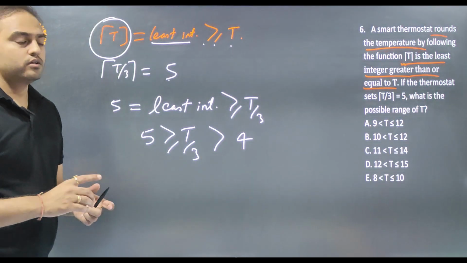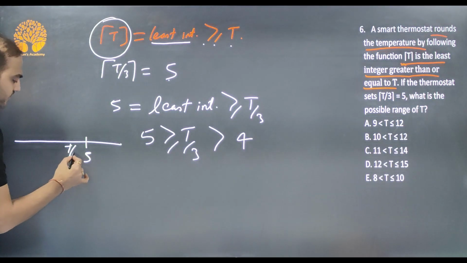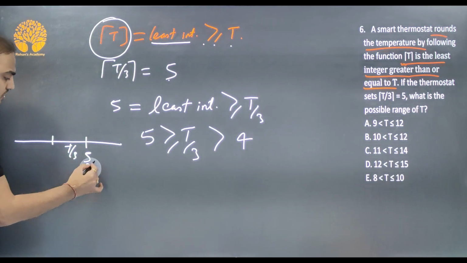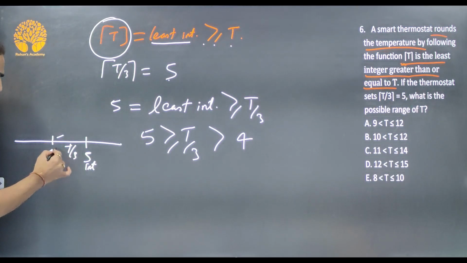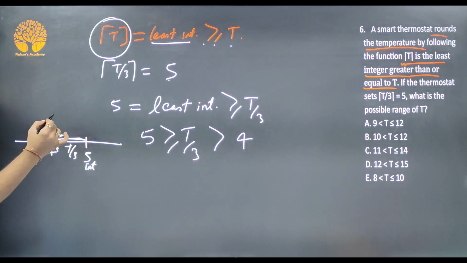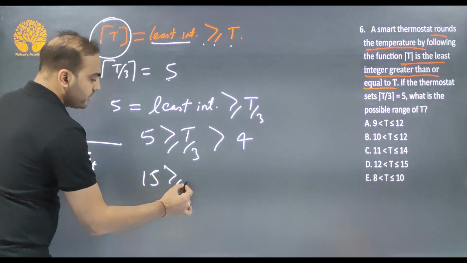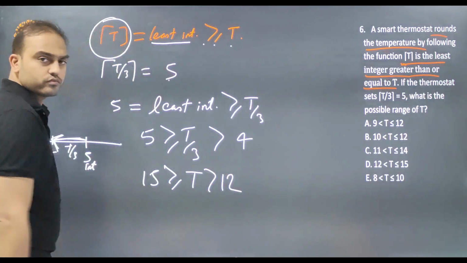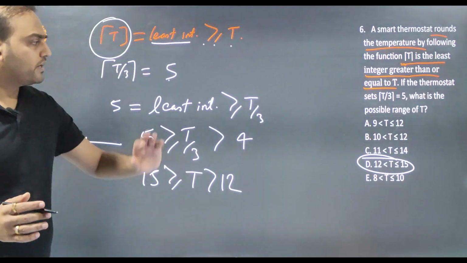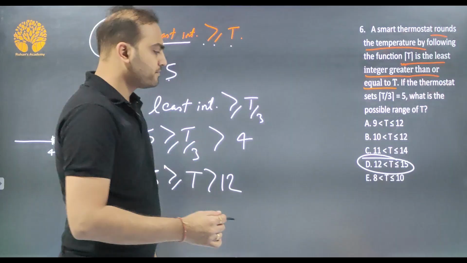If you draw your number line, this is 5, t by 3 is here before it, and this is the least integer. So t by 3 has to be above 4, any value between this. Just multiply by 3, 15, 12. So again, definition is given. Don't be scared. Put the values in the definition itself.